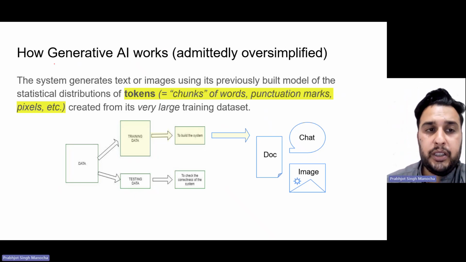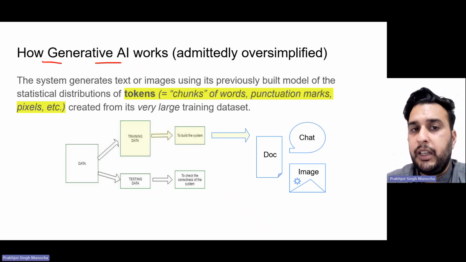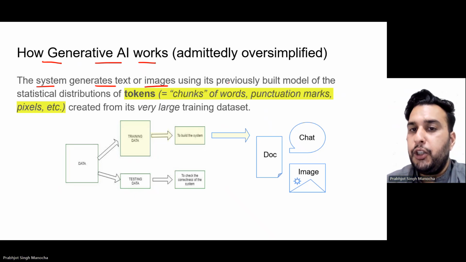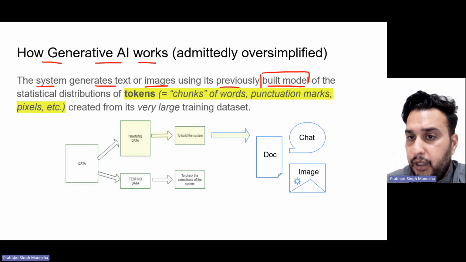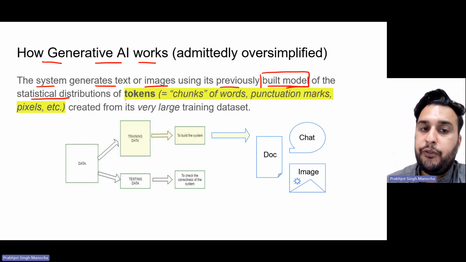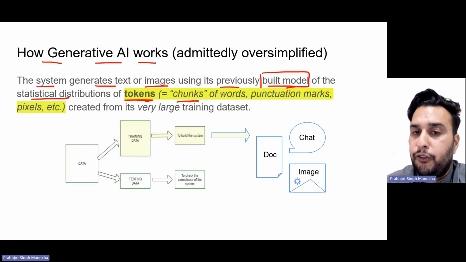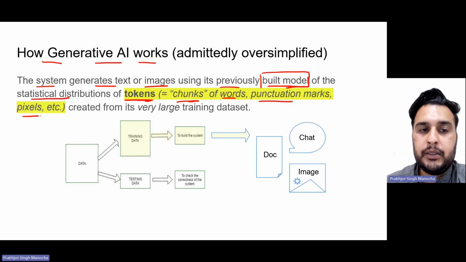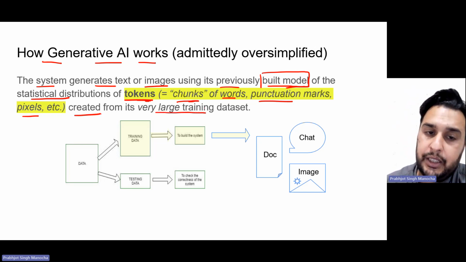So we also need to understand how this generative AI works in a very simple way. Let's suppose the system generates text or images using its previously built model. So we have to build that model of the statistical distribution, which we call tokens, chunks of words, including punctuation marks, pixels, etc., created from its very large training data set.